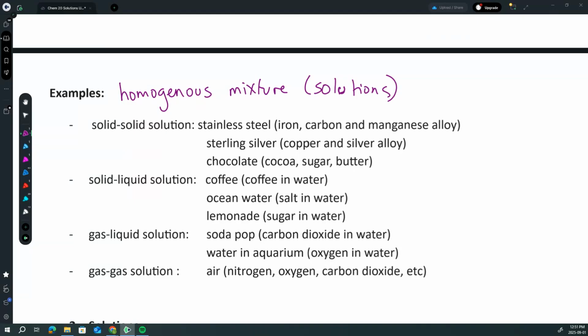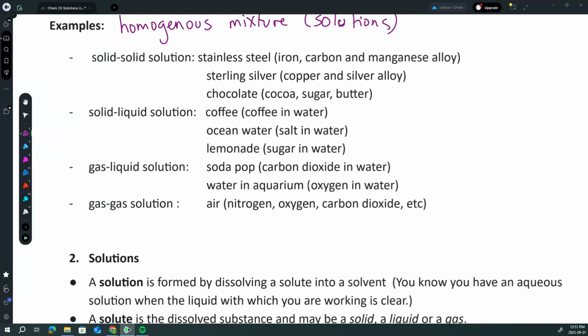There's solid-liquid solutions, so something like coffee. You can't visually separate out the coffee from the water, or ocean water. You can't separate out the salt from the water, although ocean water is a little bit of an imperfect example, because if you think of the bits of seaweed, or even unfortunately trash in the ocean water, obviously you can tell the difference between those things. But for ocean water we're essentially just talking about salty water. Same with lemonade, can't tell the sugar from the water.